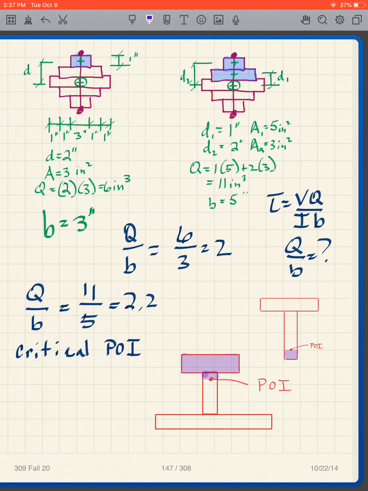So, similar cross-section here. In this particular case, my points of interest are just there or there, those two. Given that everything is 1 inch, I'm measuring from centroid to centroid here for the small one. My D is going to be 2 inches.